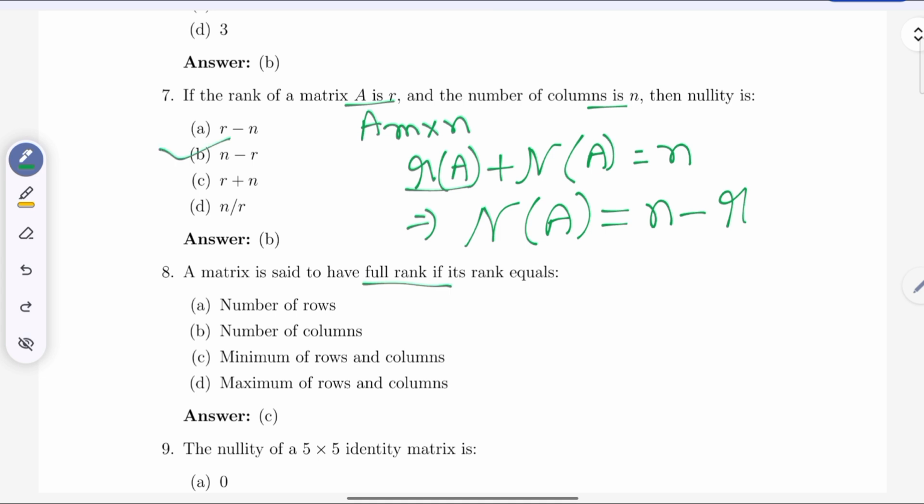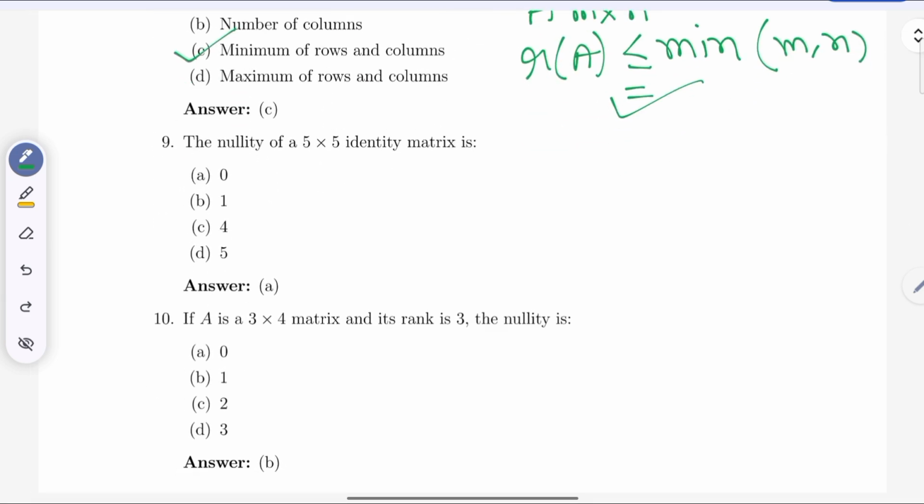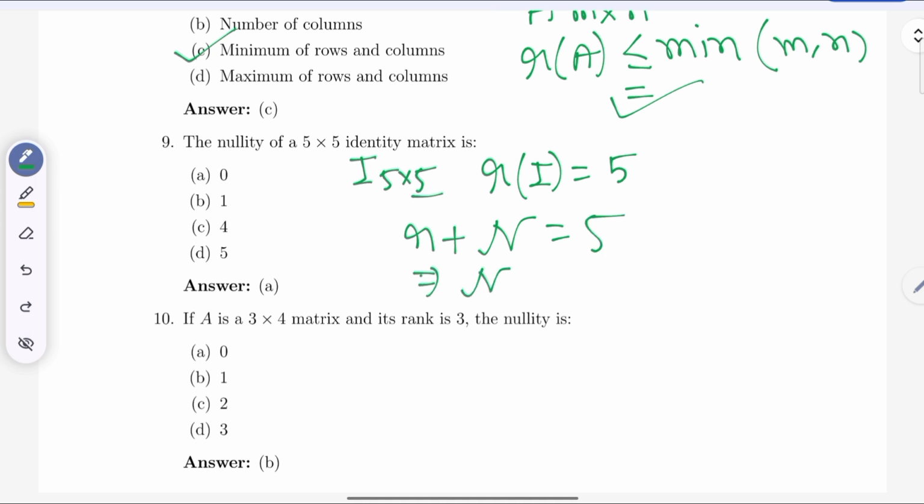A matrix is said to have full rank if its rank. We know if A is an m by n matrix, then rank of A is always less than or equal to the minimum of m and n, and it is said to be full rank if it is equal to the minimum of rows and columns. Nullity of a 5 cross 5 identity matrix. So we know that I is a 5 cross 5 matrix, then rank of I equals 5. Therefore nullity, we know that rank plus nullity equals n, so nullity equals 5 minus 5, that is 0.